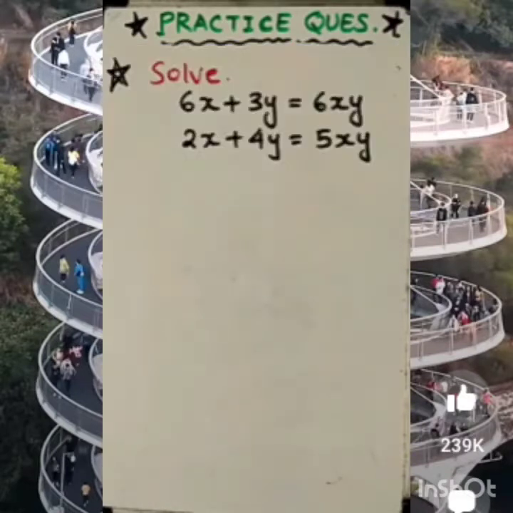So one more question is in front of you. Let's see how to solve. Question: the equations we are given are 6x plus 3y equal to 6xy, and another equation is 2x plus 4y equal to 5xy. So my dear student, here you can see, we can assume 6x plus 3y equal to 6 we are given, then it's easy to do, right? But along with this xy, what to do with that?